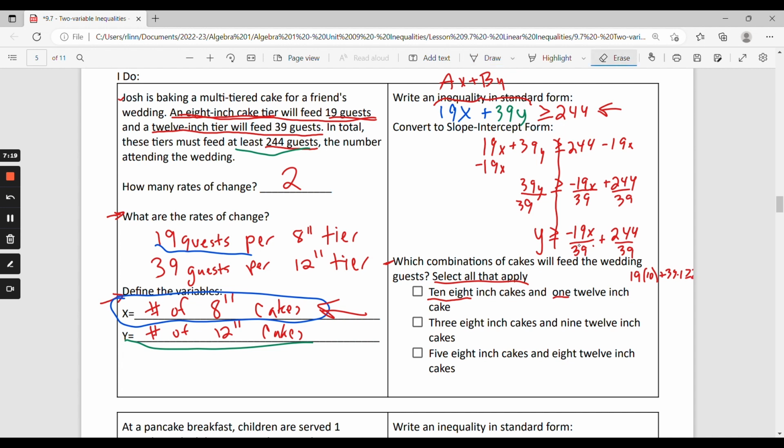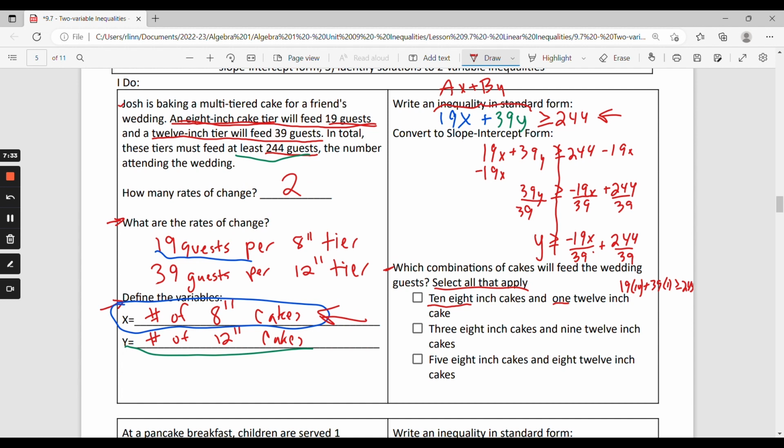Oh, and I just ran out of room here. So let's go ahead and rewrite that. So we've got 19 times 10 plus 39 times 1 is greater than or equal to 244. All right, 19 times 10 is 190. 39 times 1 is 39. 190 plus 39 is 229. 229 is not greater than or equal to 244, so we know that this one is not correct.